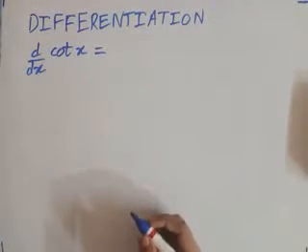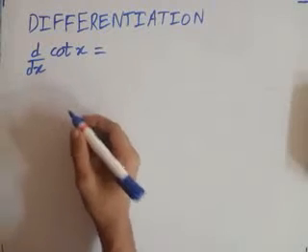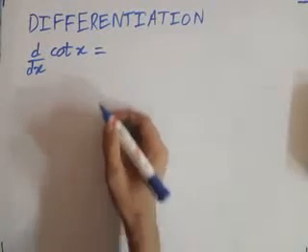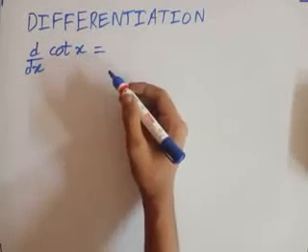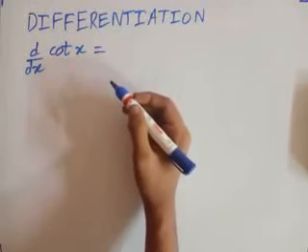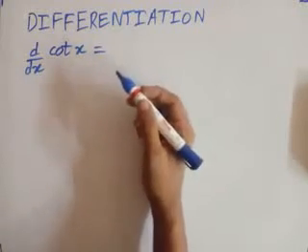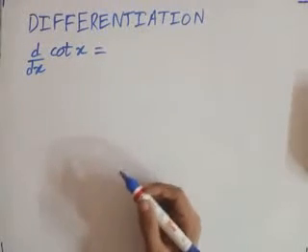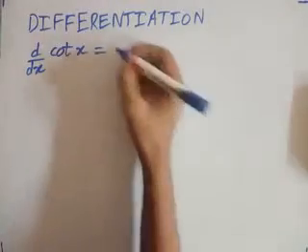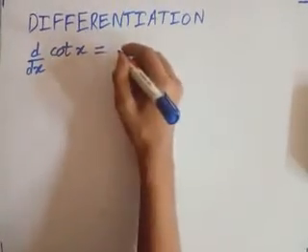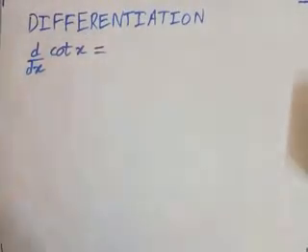Okay, so for this one, the derivative of cot x, you can use the same method as before. So you can rewrite it as, since tan x is sin x upon cos x, you can write cot x as cos x upon sin x, and then use the quotient rule of differentiation. But I'm going to proceed using another method just to show you how these formulas can also be found.